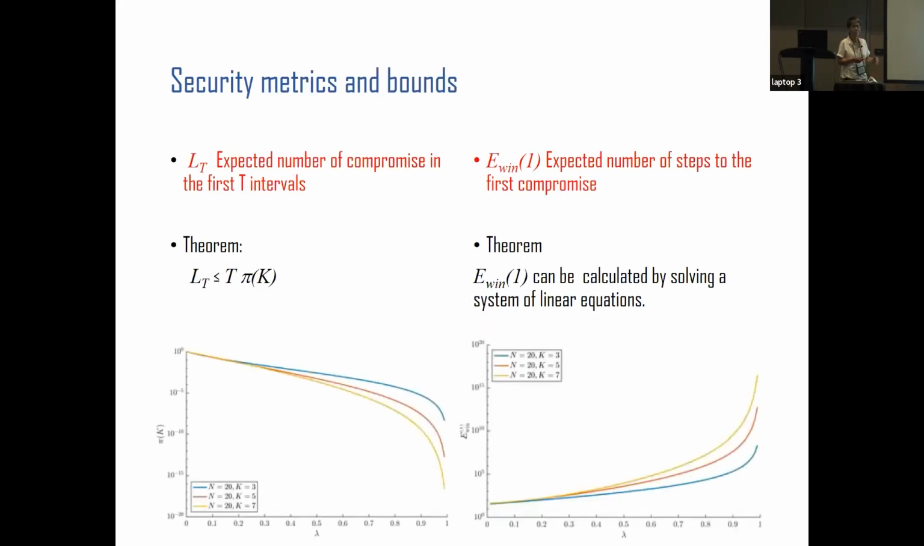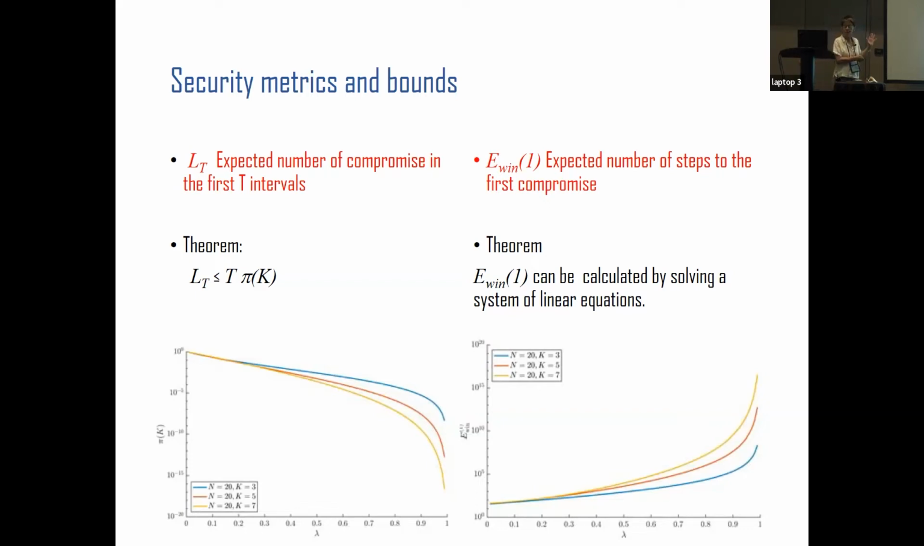Once we do this kind of modeling, we have two measures for security. These are new measures that we are introducing. One of them is the expected number of compromises in the first t time slots. The second one is the expected number of steps to the first compromise. We want to see, when the system is dynamic and evolving, how many times the system is going to be compromised in the first t time slots. I think this one doesn't work. Maybe this one's running. Okay, sorry, it works.